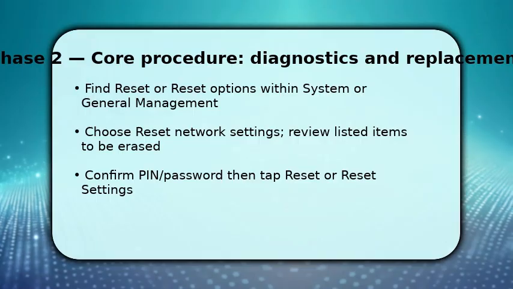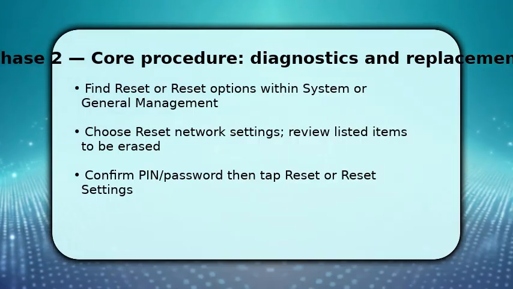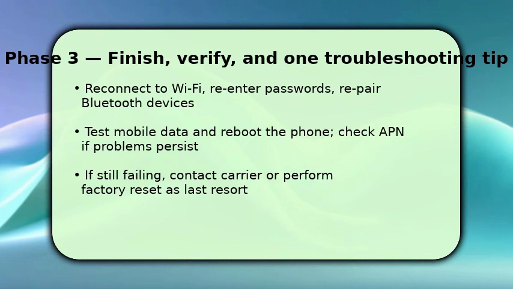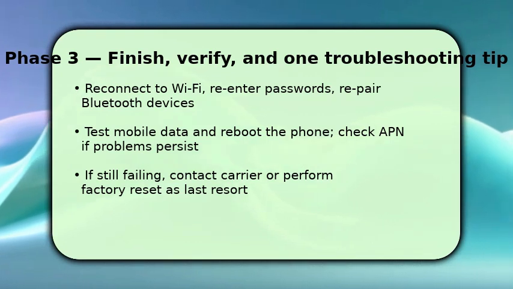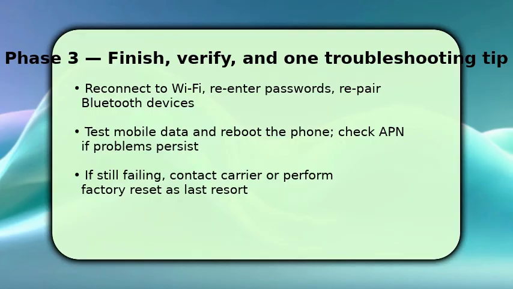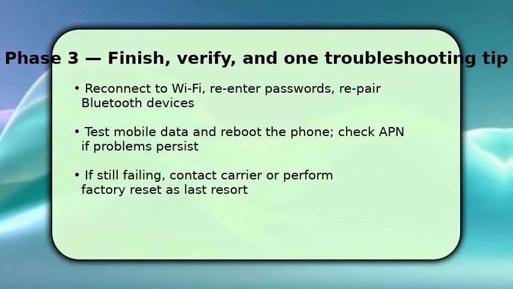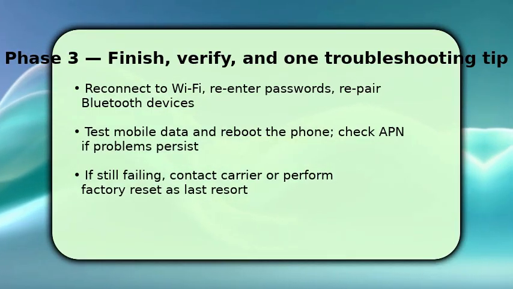Once done, reconnect to Wi-Fi and repair your Bluetooth devices. You must re-enter saved passwords and authorize known devices again. Make sure to test mobile data and reboot the phone. Reboots complete low-level network resets.